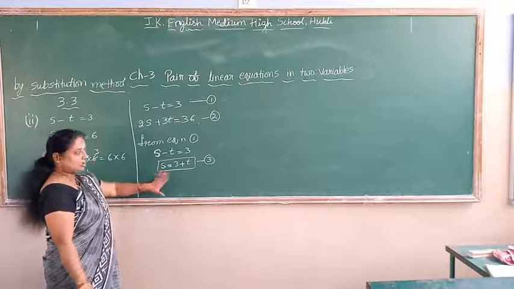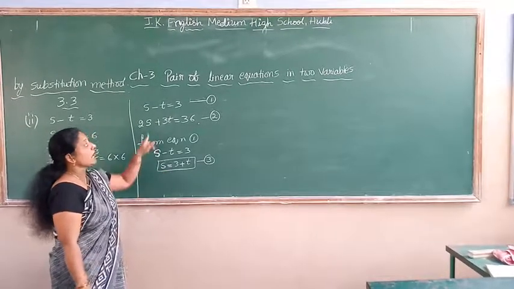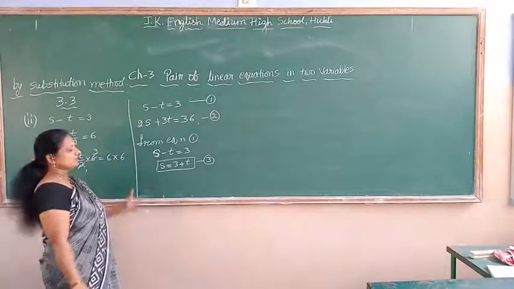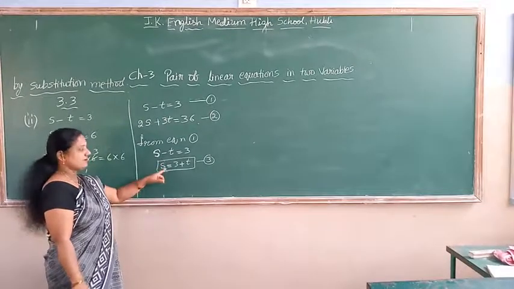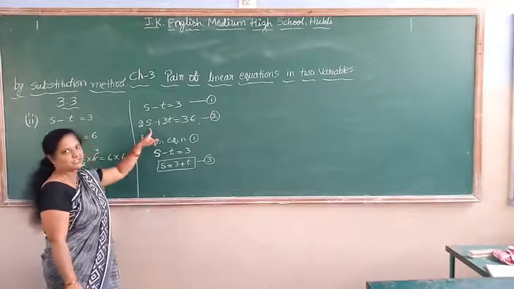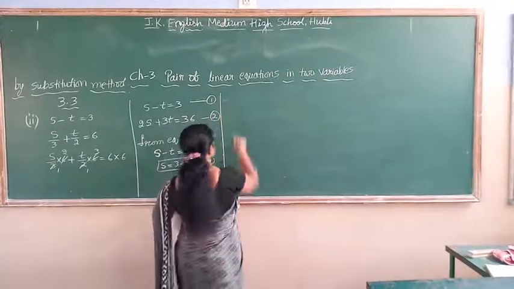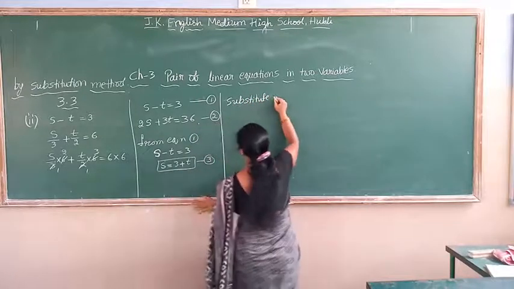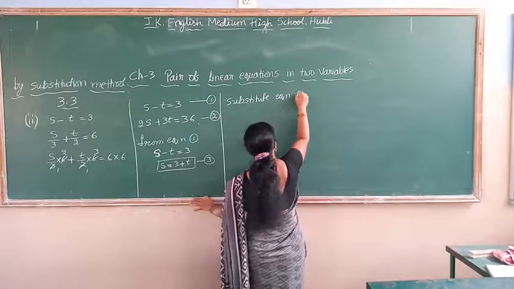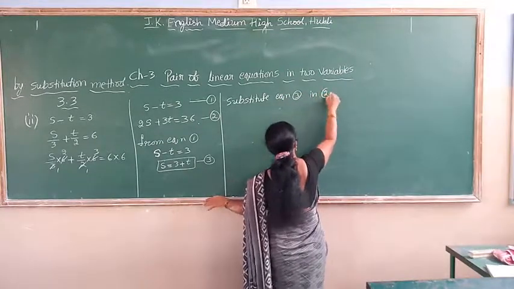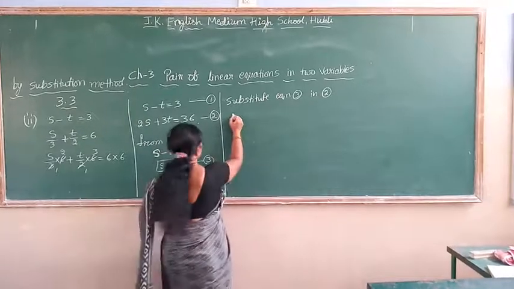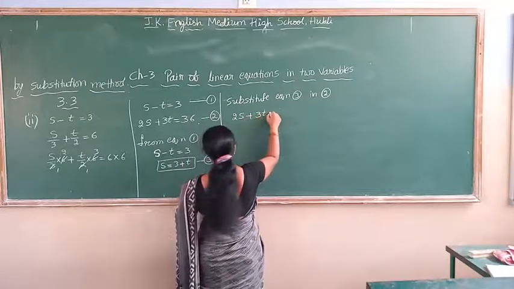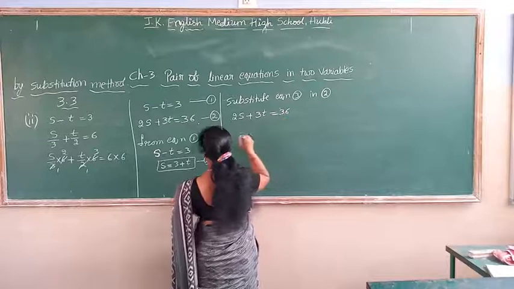Now what do I do? This equation 3 I have to substitute in equation 2, because I have taken equation 1 to convert in the form of s. So we substitute equation 3 in equation 2. I am going to write equation 2 now: 2s plus 3t is equal to 36.